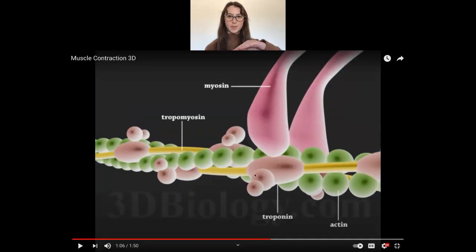This is just upside down of what you're used to seeing. Normally you see myosin below actin, just like in the diagrams that I've shown you so far. This is the same thing, just upside down.